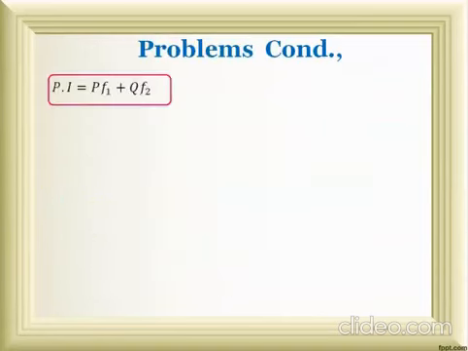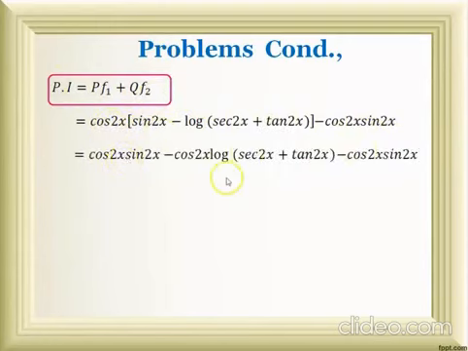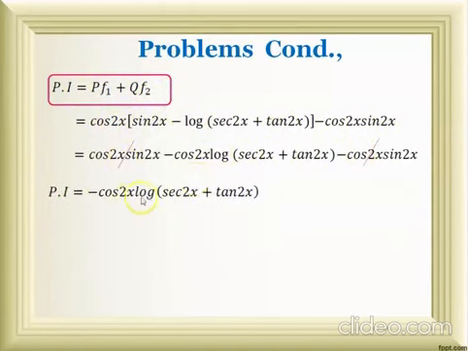Next we move on to the particular integral, that is equal to P into F1 plus Q into F2. So I am substituting all those values here. P is nothing but this whole thing. F1 is cos 2x, Q is minus cos 2x and F2 is sin 2x. After multiplying this cos 2x inside, the first and last terms get cancelled, and I will get the remaining value, minus cos 2x into this logarithmic.